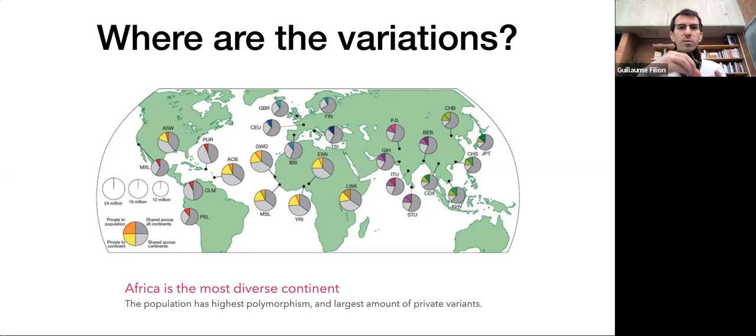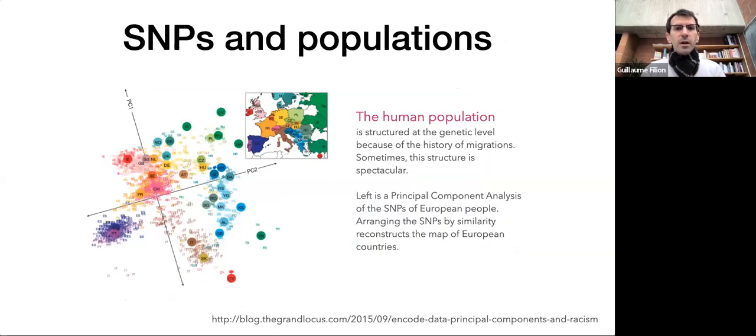And as people have dispersed through the globe, going first to Asia, then crossing over to the Americas, some new variation has appeared. But most of the variation that we see today is variation that we have kept from the very beginning, from the one that was in the ancestral African population. That is still true today, that just because of that, Africa is the most diverse continent. So SNPs and populations: the human population is structured at the genetic level because of the history of migrations.